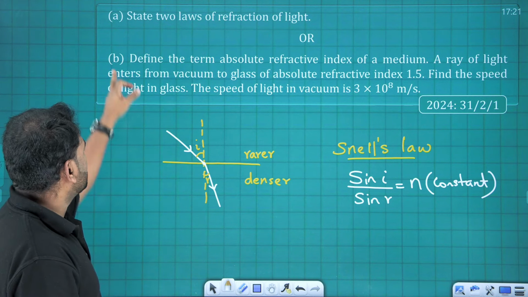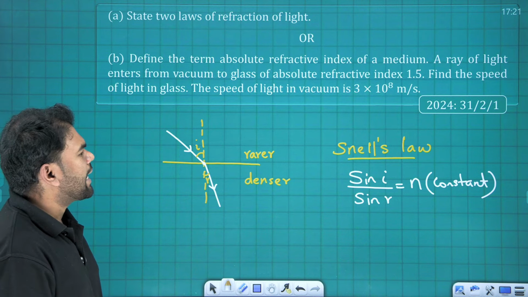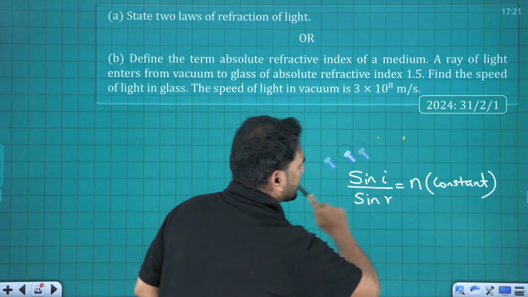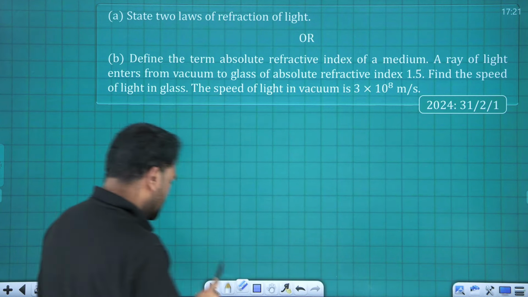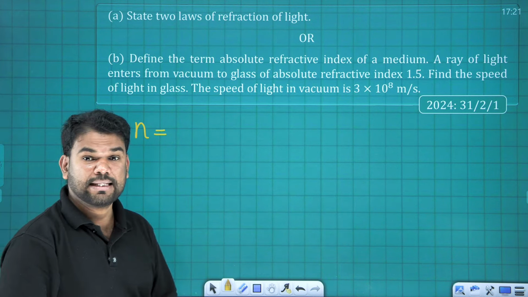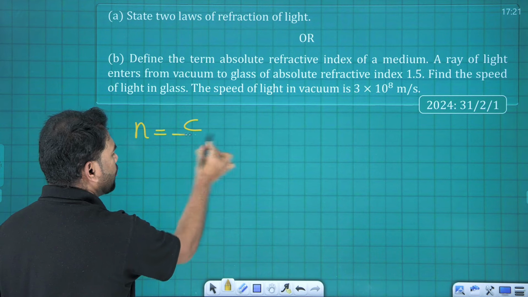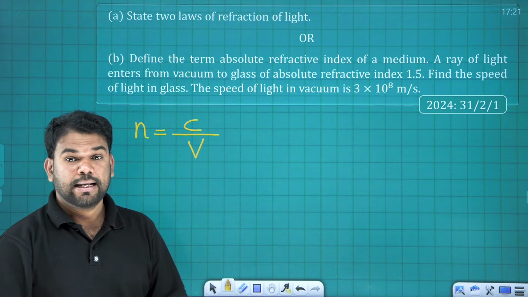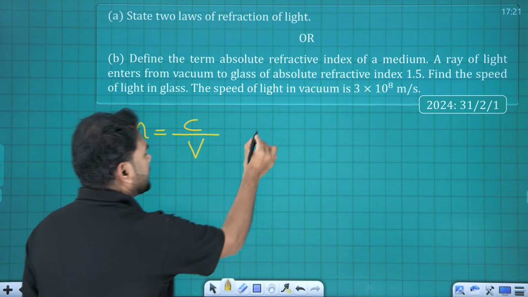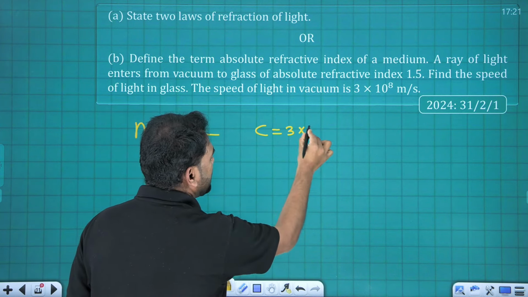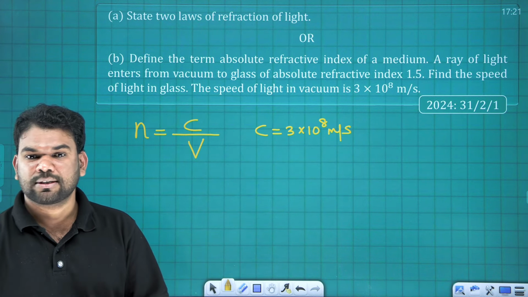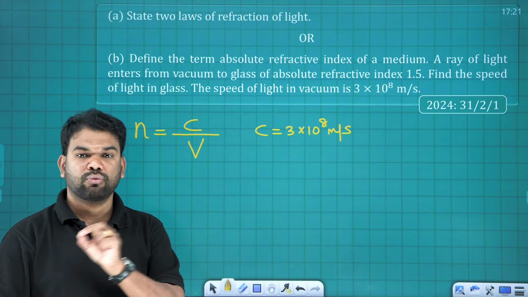Now the second question: define the term absolute refractive index of a medium. We have already discussed one numerical related to absolute refractive index. We can represent absolute refractive index as n. Absolute refractive index is the ratio of the speed of light in vacuum to the speed of light in the medium. The speed of light in vacuum is always constant and its value is 3 into 10 raised to 8 meter per second.